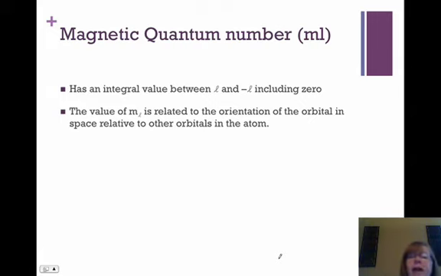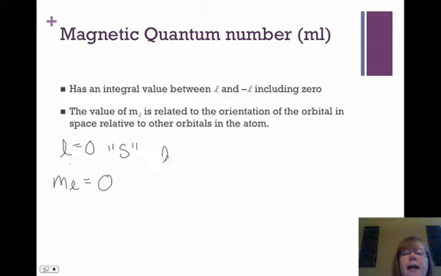So let's go ahead and talk about l being equal to 0. If l is equal to 0, what kind of orbital is it? Yep, it's an s. Well, our m sub l value can be anything from negative l to positive l. Well, it's just going to be 0. Okay, let's look at l is equal to 1. So what kind of orbital is that? It's a p orbital. And what are all my possibilities of m sub l? From negative l, could be negative 1, 0, or 1. So we have 3 possible magnetic quantum numbers when l is equal to 1.